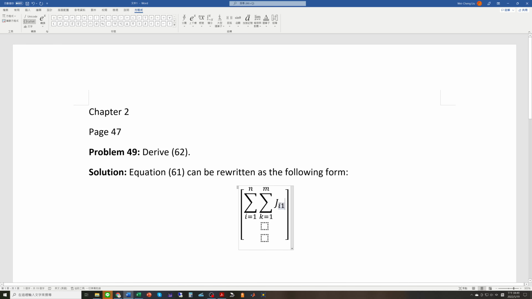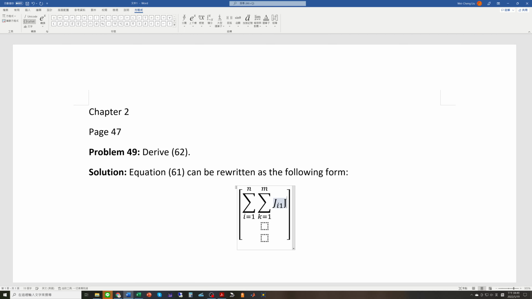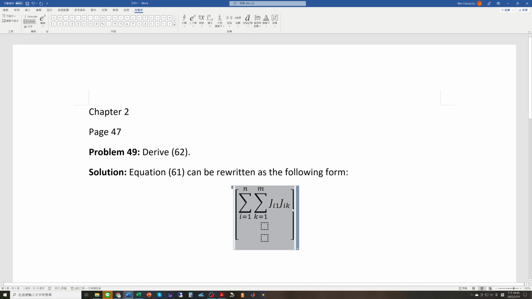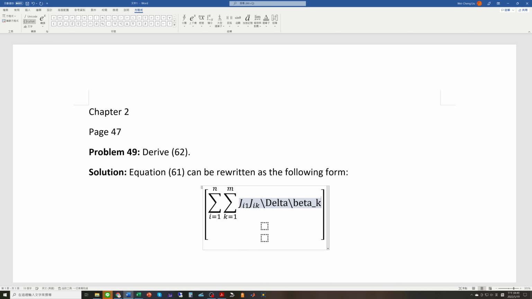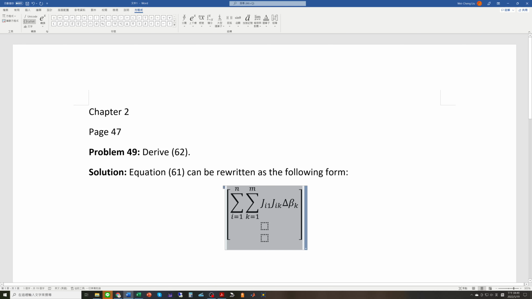Okay, capital J i1 times capital J ik, okay, and then times delta beta k. Okay, good. And vertical lines.